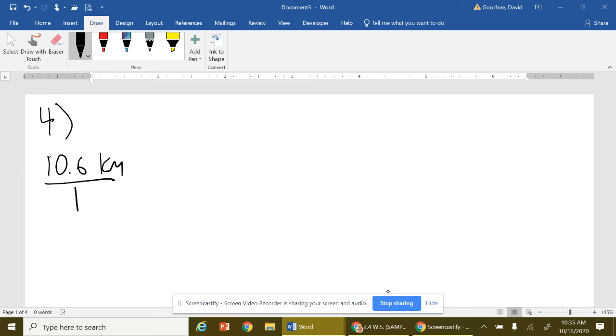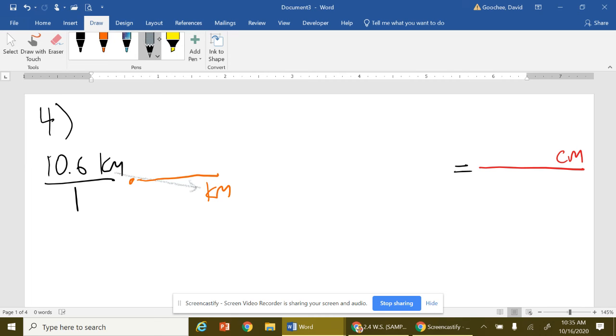Okay? And we are trying to convert it into centimeters. So here I go. Getting out of kilometers into centimeters. Hopefully now this is making a bit more sense to you. So 10.6 kilometers into centimeters. We don't want kilometers. We got to get out of it. So kilometers needs to go on the opposite side.